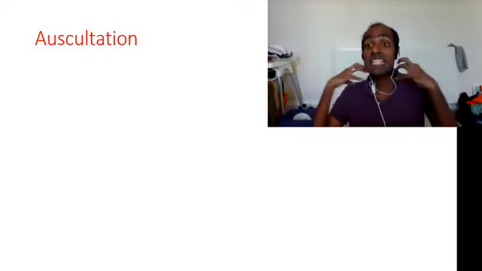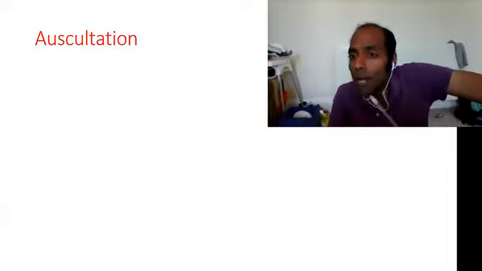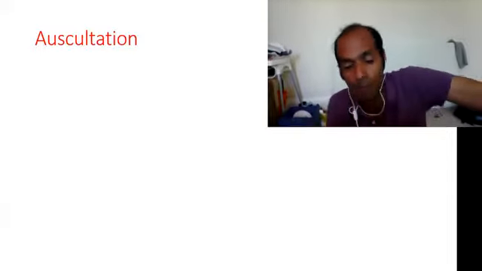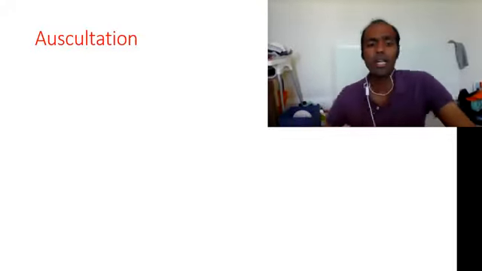If you see the peripheral pulses are all bounding, hyperdynamic, a collapsing pulse, and wide pulse pressure, coupled with a displaced forceful or thrusting apex due to volume overload, sure, aortic regurgitation.